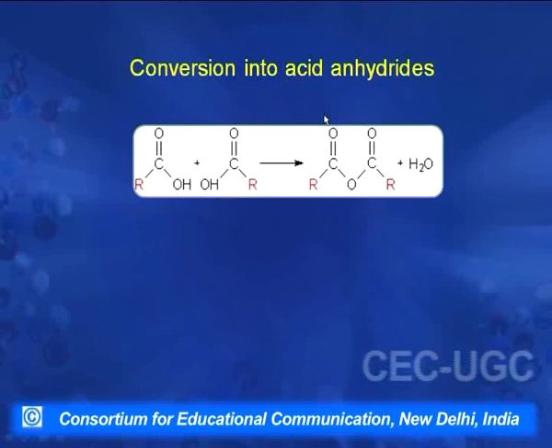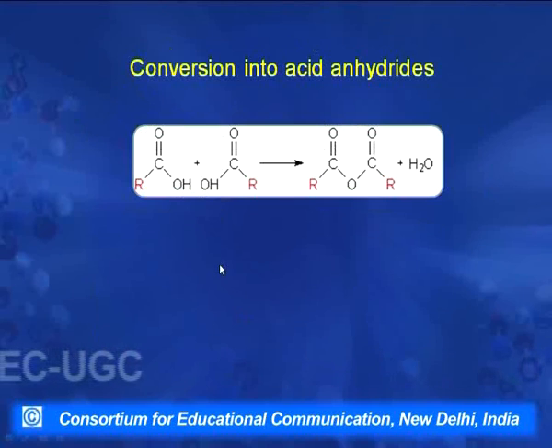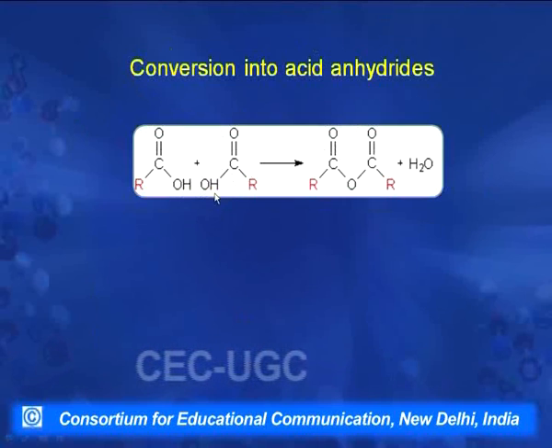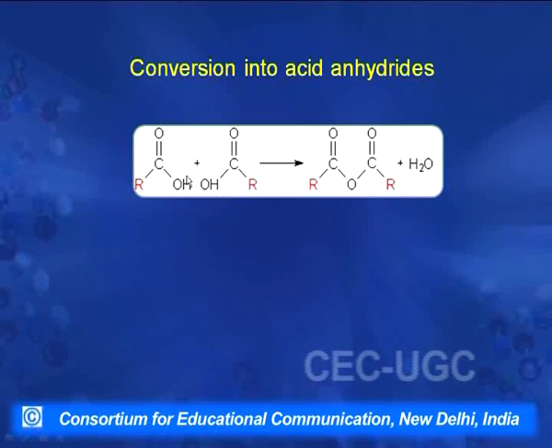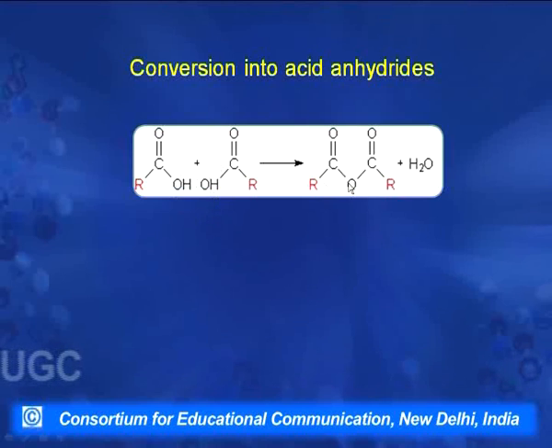Then conversion into anhydrides. Anhydrides are obtained by the loss of a water molecule between two acid molecules. The OH of the two acids, basically they lose a water molecule and then there is a linkage through oxygen. These substances are known as anhydrides.